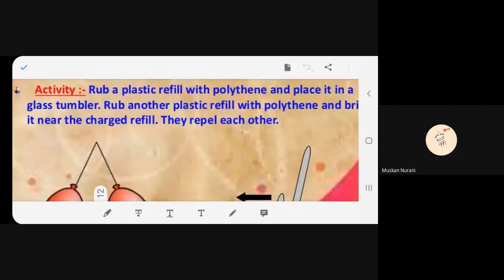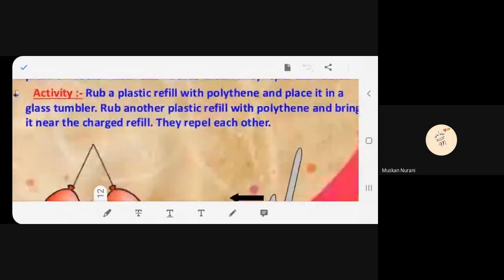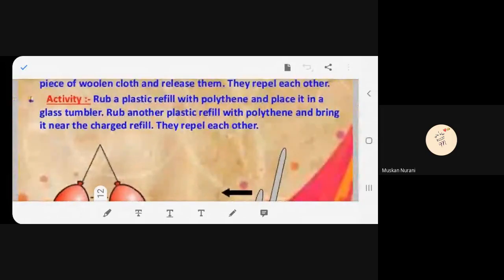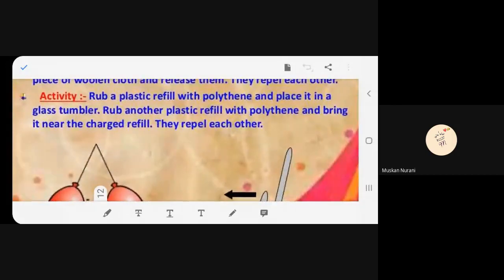Activity 2: rub a plastic refill with polythene and place it in a glass tumbler. Rub another plastic refill with polythene and bring it near the charged refill. They repel each other. You know what a refill is, the one you use in the ball pen. So you rub this plastic refill with polythene and then put it in a glass tumbler. Take another plastic refill, rub it with polythene again, and bring it near the charged refill you kept in the tumbler. What will happen? They will repel each other because they are generating the same static electricity.